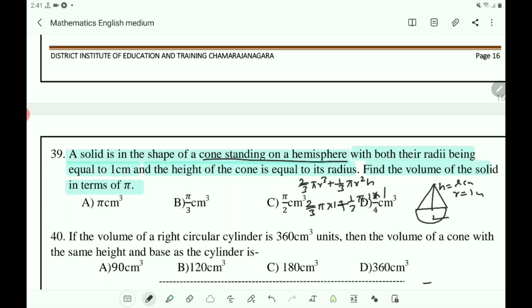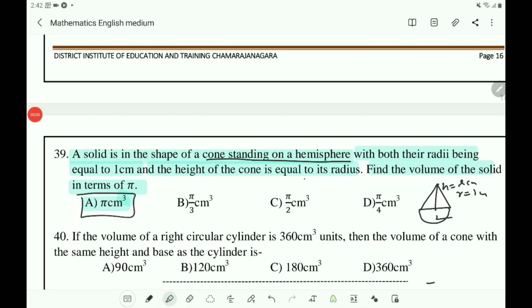So what is remaining here? 2 by 3 pi plus 1 by 3 pi, LCM is 3. 2 plus 1 you will get 3 by 3 which is equal to 1, and unit you can have 1 cm cube. Here pi is there, so pi cm cube is the answer. Note down the answer, pi cm cube, in terms of pi they asked. As r equals 1 and h also equals 1, you will get finally 1 cm cube, but pi is there, 1 pi cm cube.